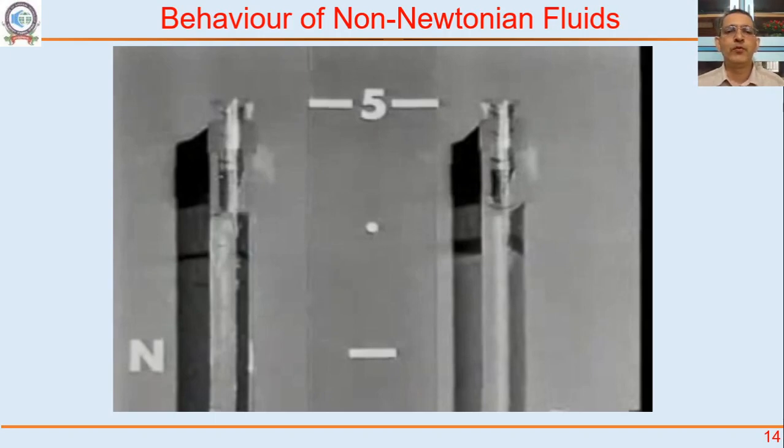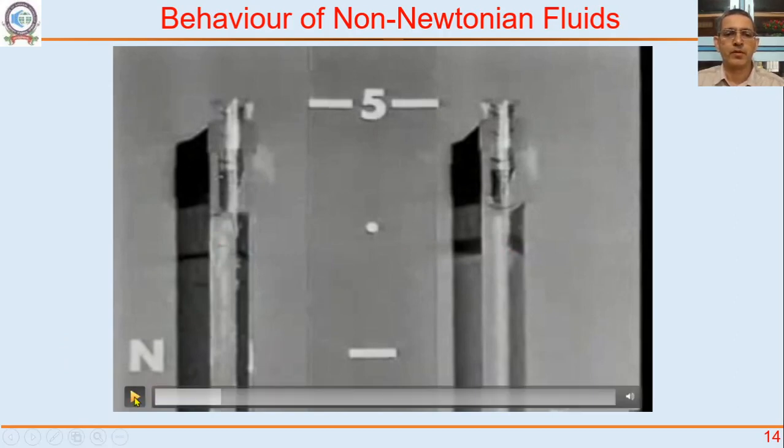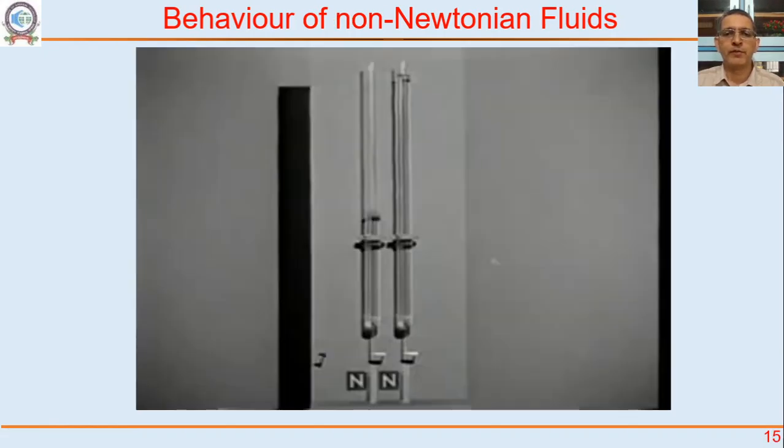Question to you is, which liquid will drain faster? That's a question to you. Think about the answer, make your choice, whether Newtonian liquid will drain faster or the non-Newtonian, the right side liquid will drain faster. Left side is Newtonian, right side is non-Newtonian. Which will drain faster? Let's see. Valves are open at the same time. The bottom valve is opened at the same time.